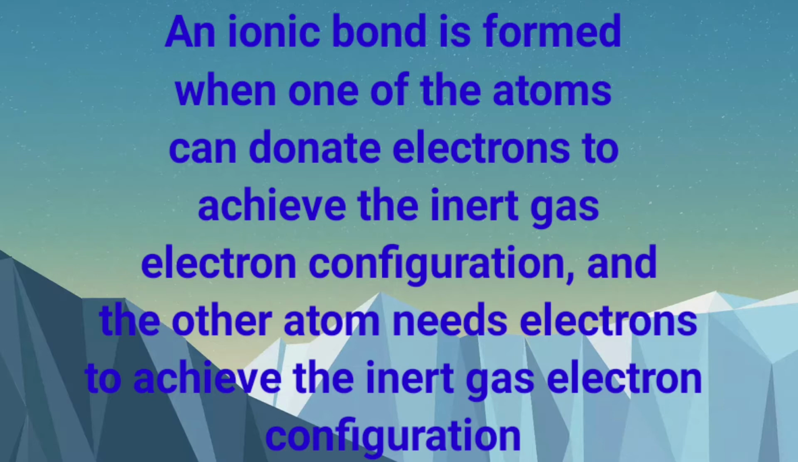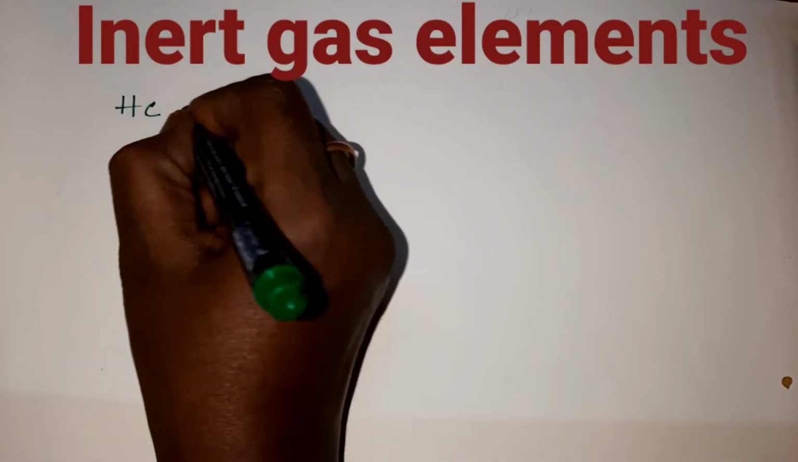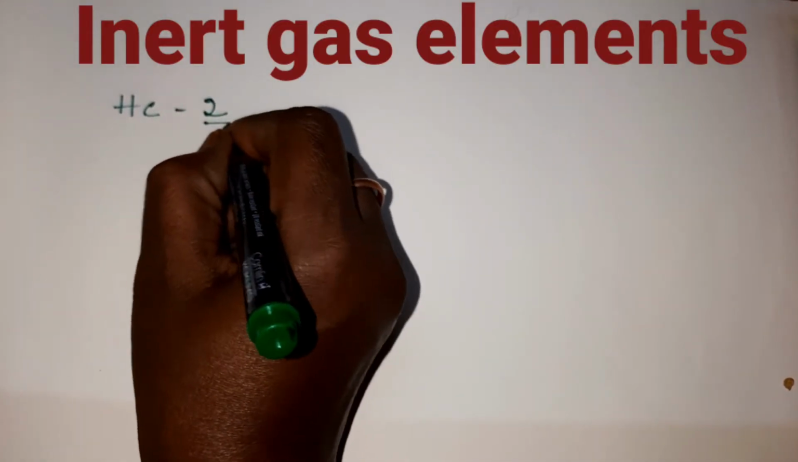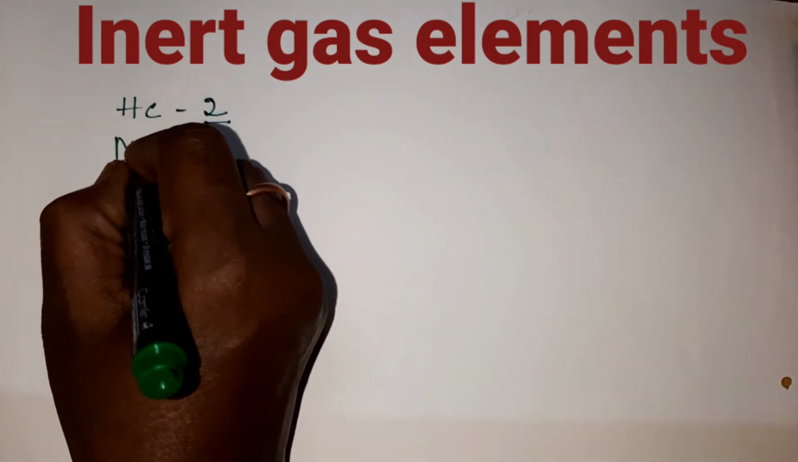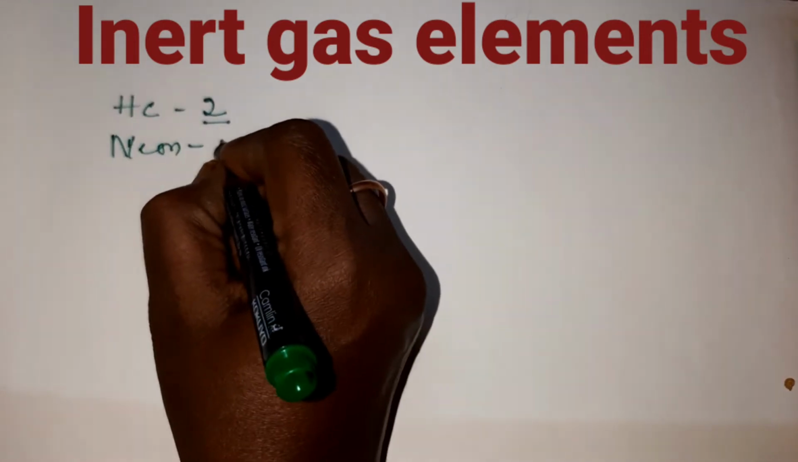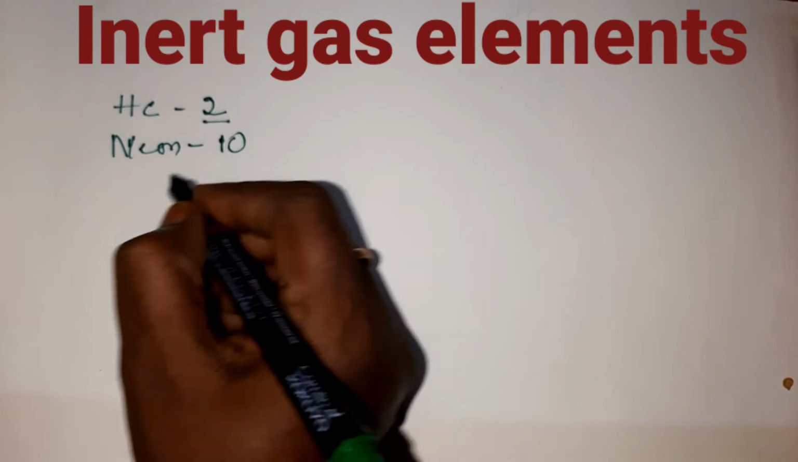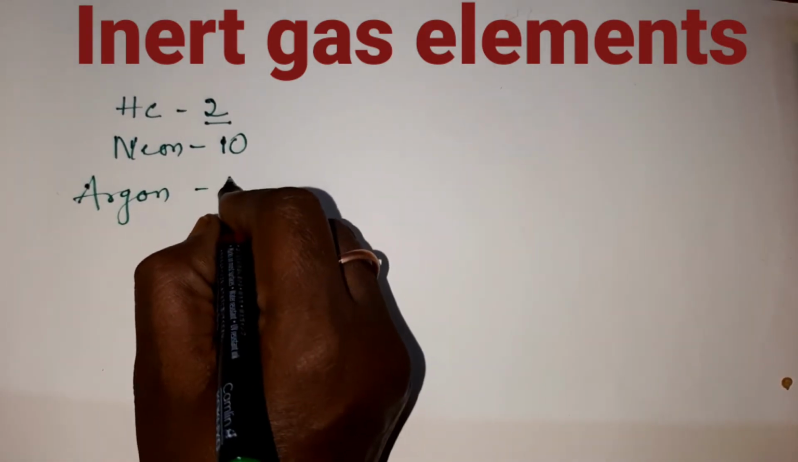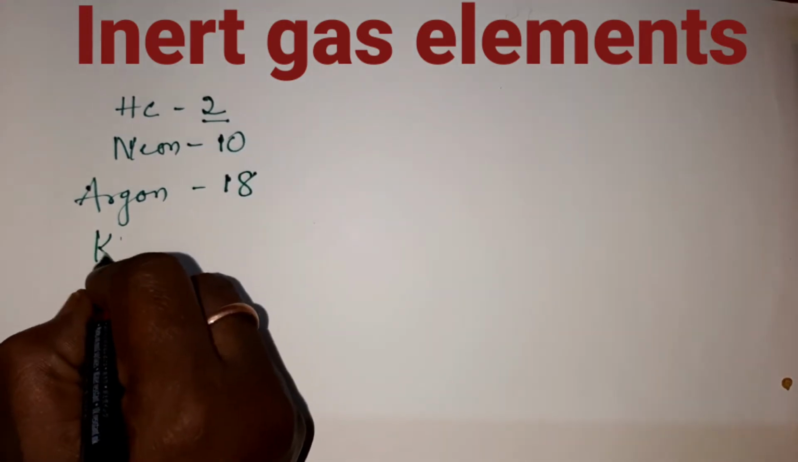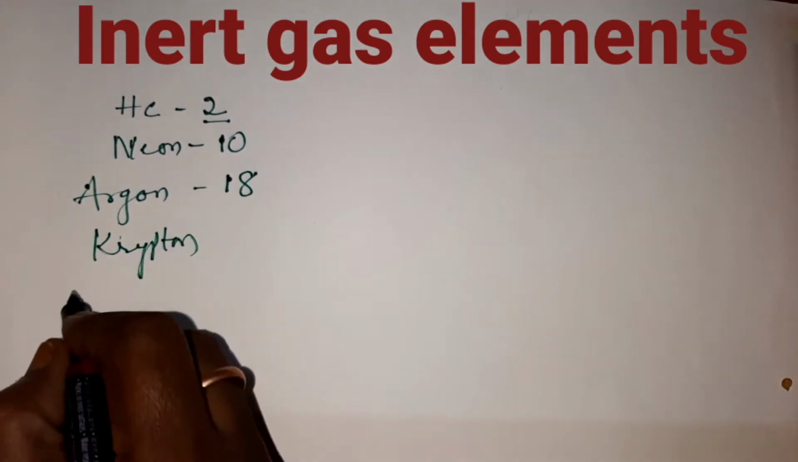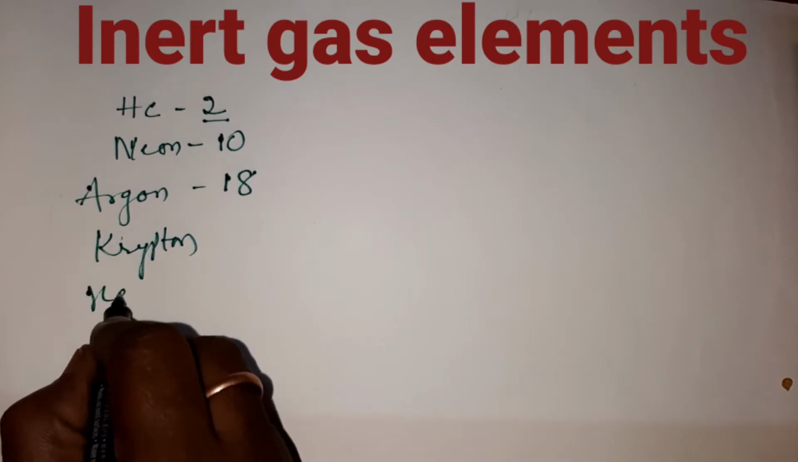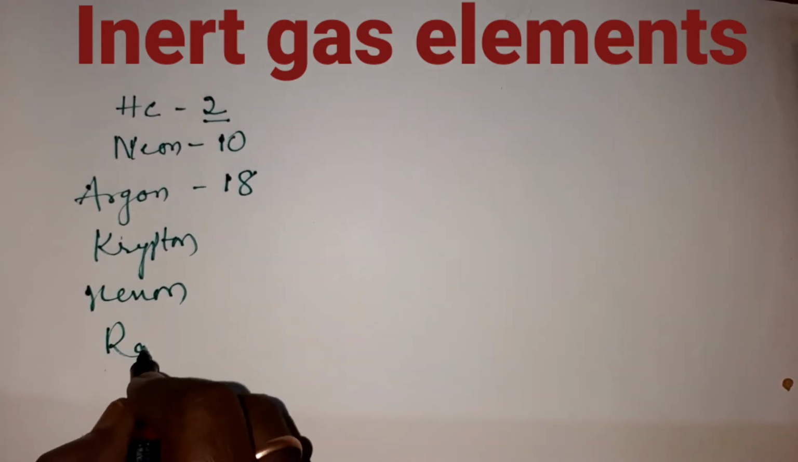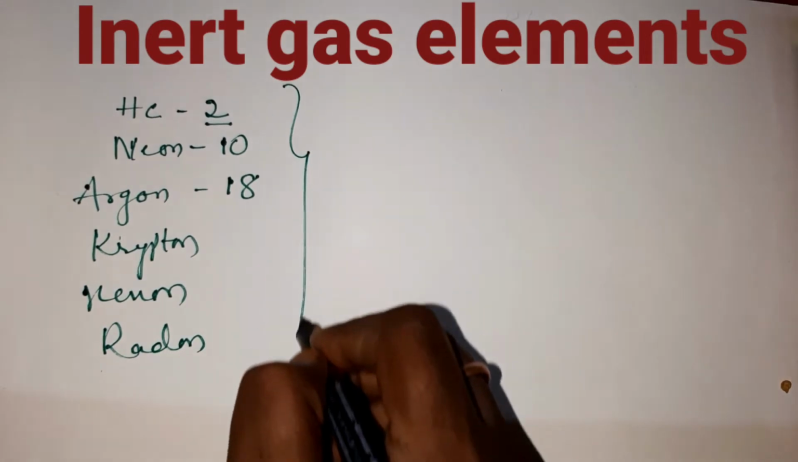Inert gas electron configuration means, first you should know the inert gas elements. Inert gas elements are like helium, He, atomic number 2; neon, atomic number 10; argon, atomic number 18; then krypton, xenon and radon. See, these are all inert gas elements, children.